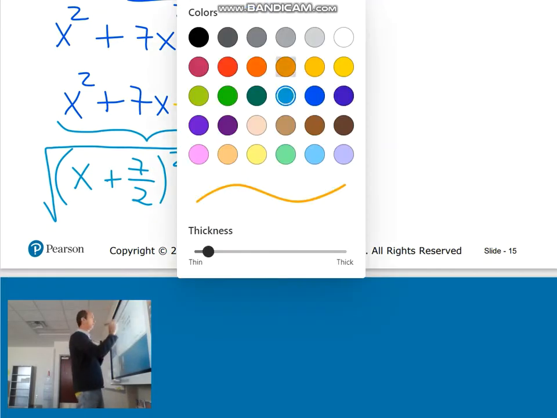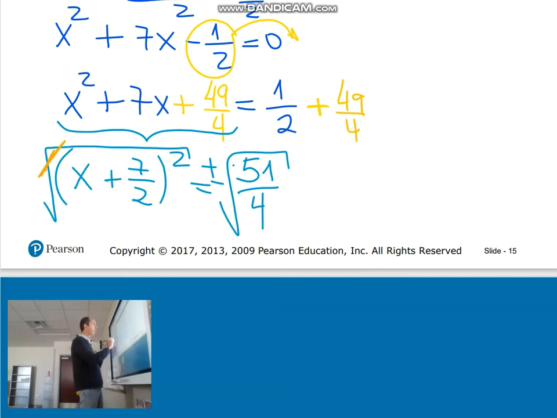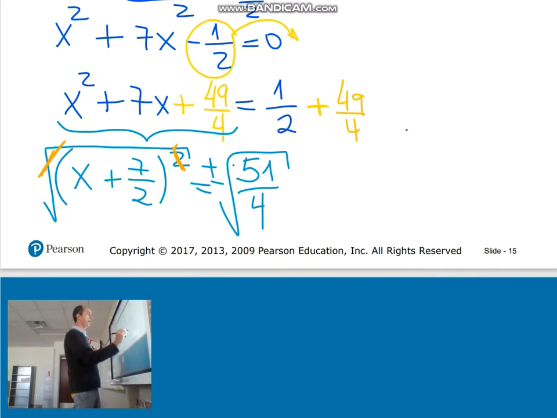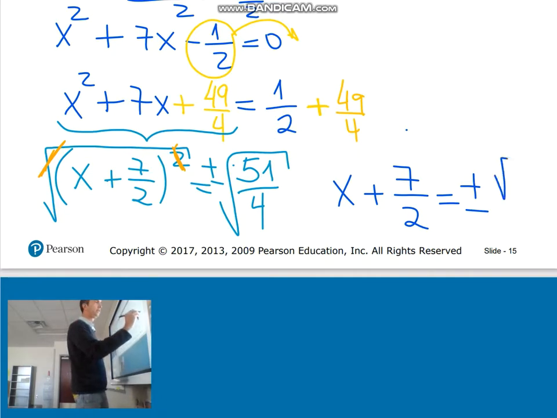Simplify. This can be simplified. This is square root, you can simplify with this square, and then let's have here x plus 7/2 equals positive or negative, and the square root of 51/4 is square root of 51 over 2.